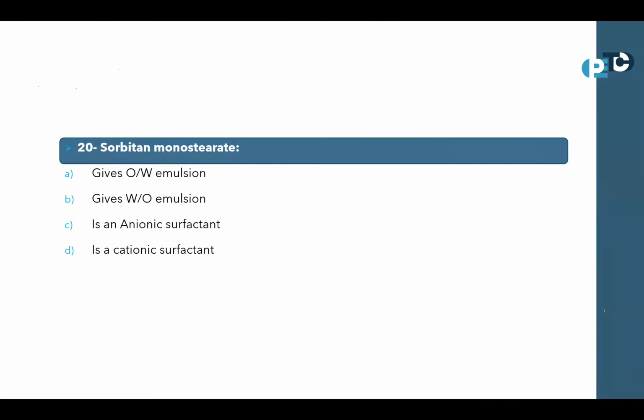Firstly, sorbitan monostearate, or Span, is a non-ionic surfactant, not anionic or cationic, commonly used in the production of emulsions. Its HLB level is less than 9, so it is oily. Therefore, the continuous phase should be oil, and it will give a water in oil emulsion.